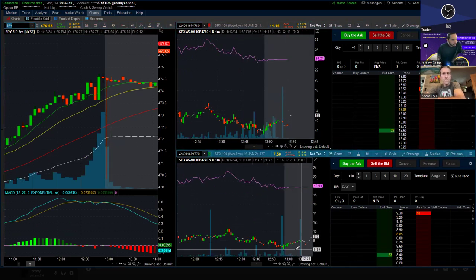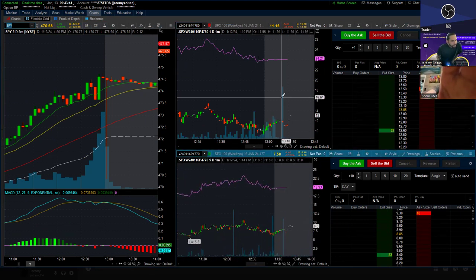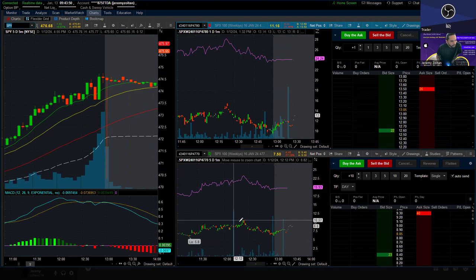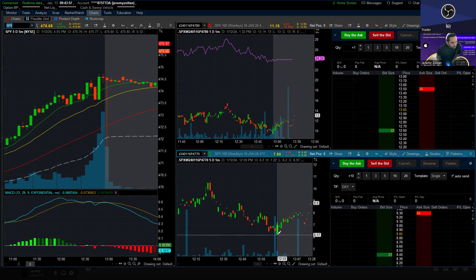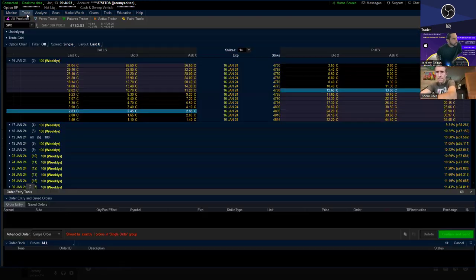So basically I'm using this chart right here. This chart right here is vital for lottos. This is the option price. So for example, you've seen this contract dip all the way to $6. Yeah, this is a bad example. Let me try to find some good strike prices.